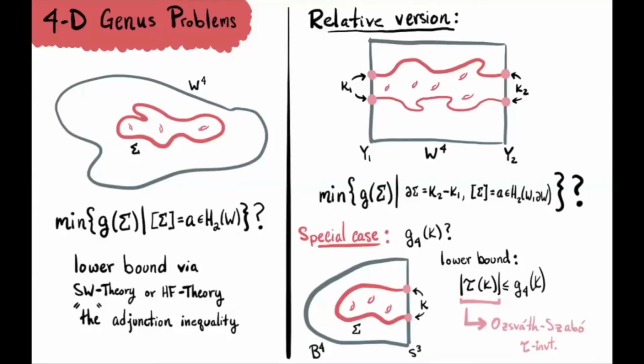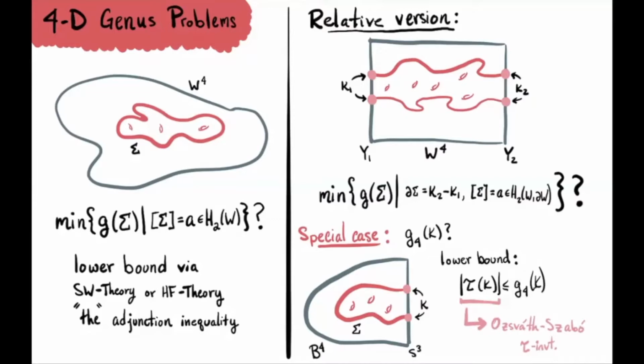The first thing I want to talk about today is just a general set of problems that I'm going to refer to as four-dimensional genus problems. So before I say that, let me just say for the duration of the talk, all of the manifolds that I discuss are oriented and smooth, working only in the smooth category.